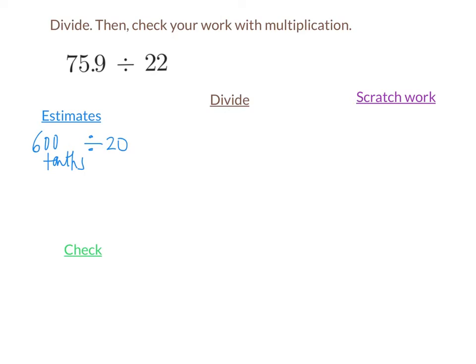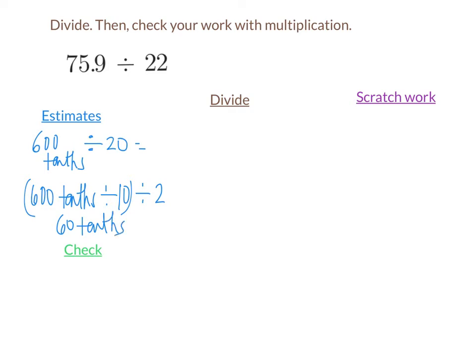Okay. 600 tenths divided by 20 would be, how do I write it in 2 steps? 600 tenths divided by what? Divided by what? 10 divided by 2. Okay. Then we can do it in 2 steps. What's 600 tenths divided by 10? 60 tenths.